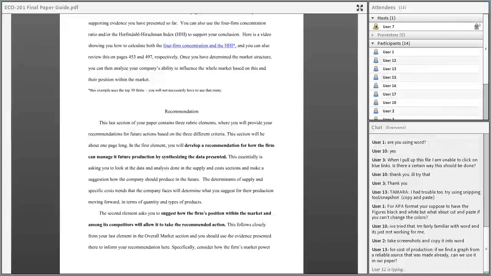David is asking, for APA format, you're supposed to have the figures black and white. But what about cut and paste if you can't change the colors? I've had students put colors in their graphs and their pie charts. I mean, for the pie chart, you need a color. You can't do a pie chart without colors. Otherwise you'd have shades of gray and it would be quite confusing. I don't usually penalize if there's colors in the charts or the graphs. I doubt the other instructors would, but you, David, can ask your instructor.